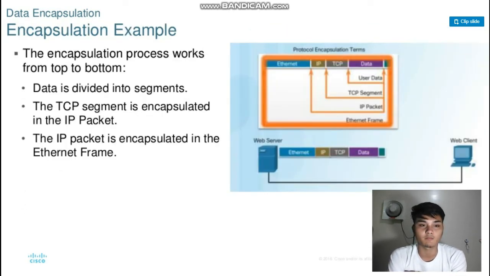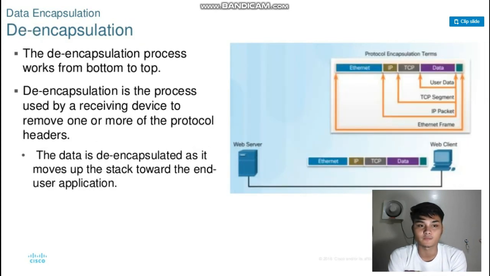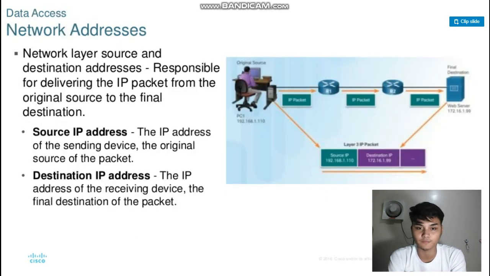We have an example of encapsulation. Data is divided into segments, and then the TCP segment is encapsulated in the IP packet. The IP packet is encapsulated in the Ethernet frame. For decapsulation, the receiving device removes one or more protocol headers. There is the source IP address of the sending device, the original source of the packet, and the destination IP address, the address of the receiving device, the final destination of the packet.